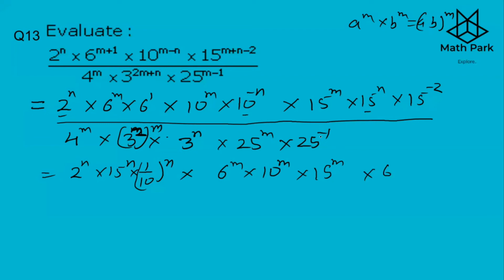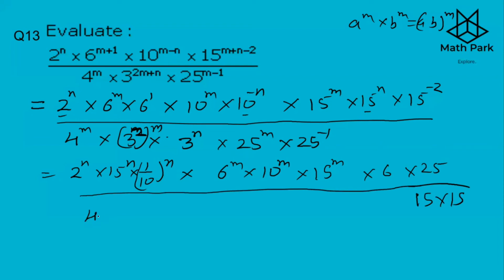Okay, this 25 raised to minus 1 comes up, and it becomes 25 up there, right? And the denominator, this is 15 square, which I'll take down. It becomes 1 over 15 square. So 15 square can be written as 15 into 15. I take it down over here. And in the denominator, we have 4 raised to m, then we have 3 square, that is 9 raised to m, into 25 raised to m, into 3 raised to n. And this 25 raised to minus 1 has already gone up.